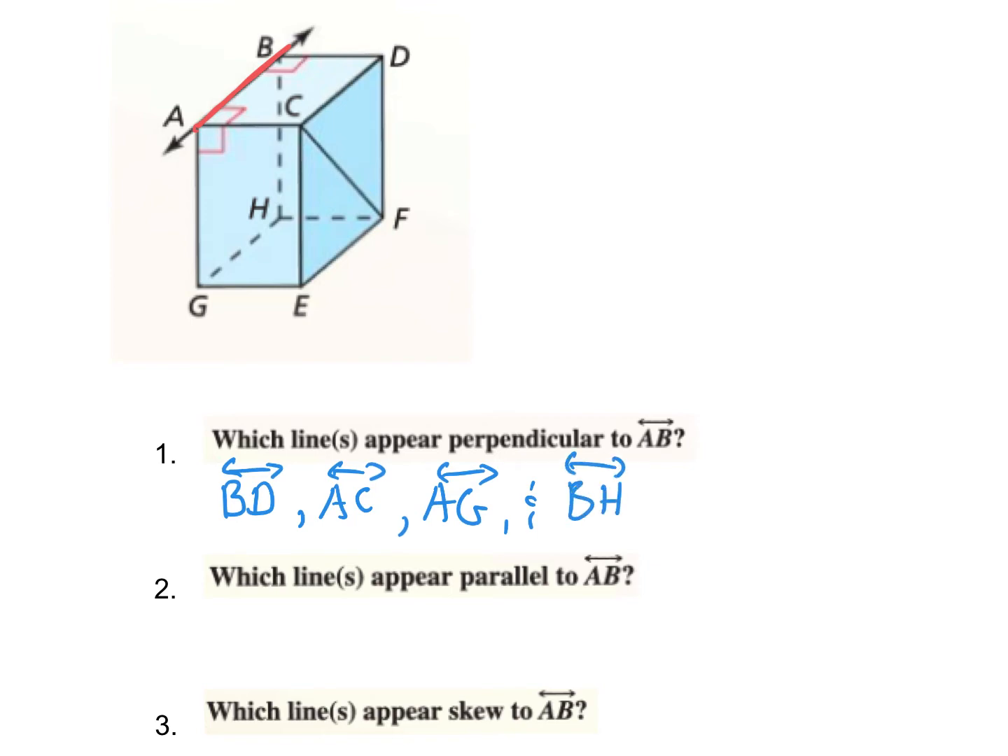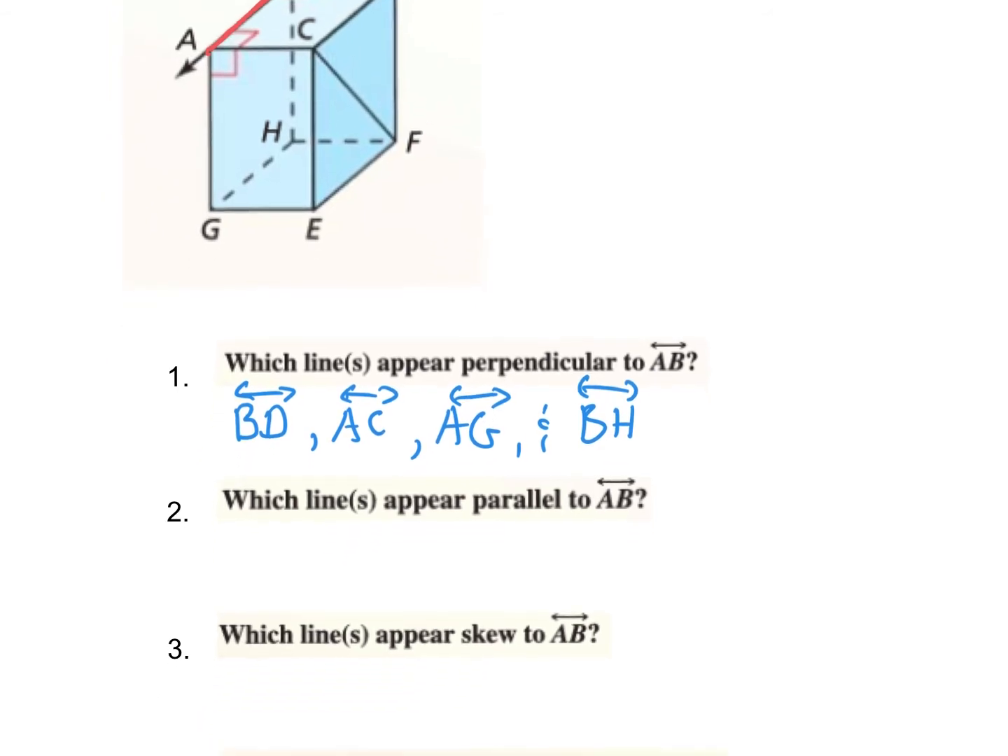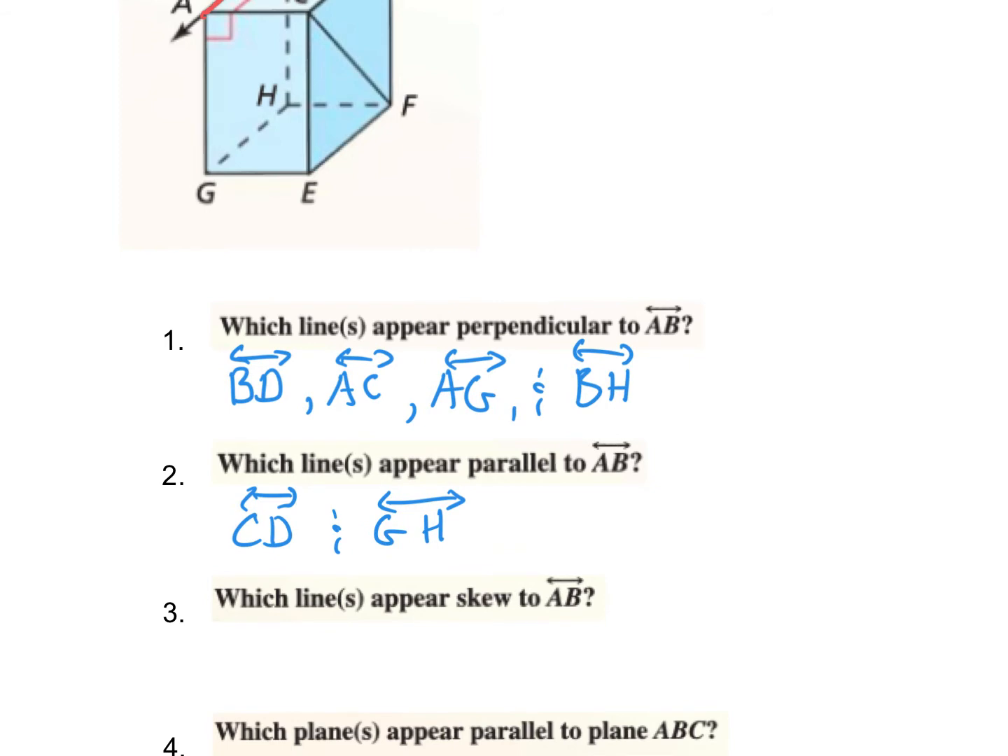Next one, which lines appear parallel to AB? Lines that are parallel, they have to be on the same plane, but they don't touch. So that is CD and GH. Those are parallel.